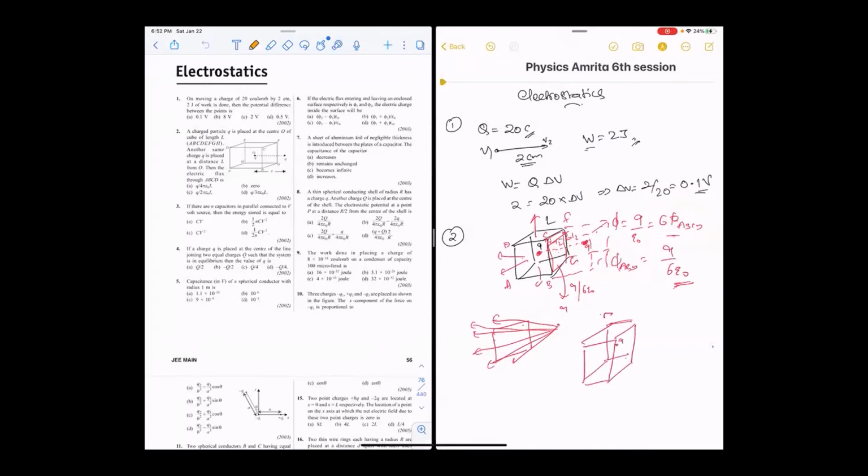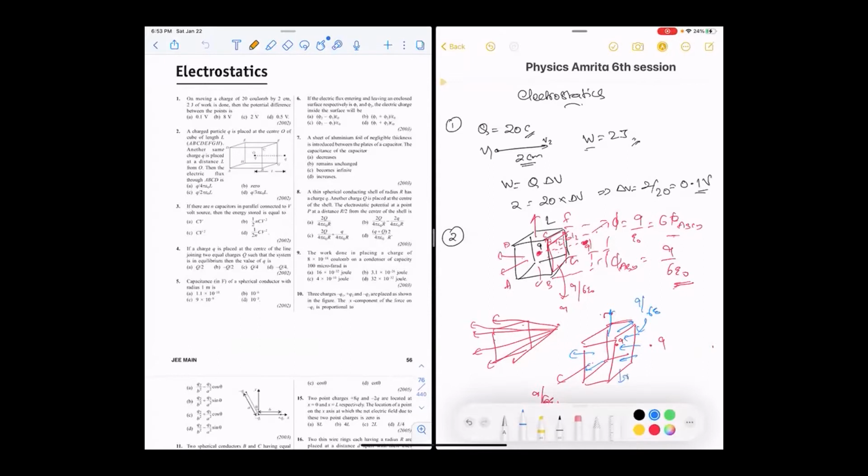This is the charge cube. Due to the inside charge, the flux through this face is Q by 6 epsilon naught, right? Due to the outside charge, the flux entering inside, that is the flux entering here, will be Q by 6 epsilon naught. But this flux has to leave through this face and these 4 sides. So this Q by 6 epsilon naught will be leaving through these.